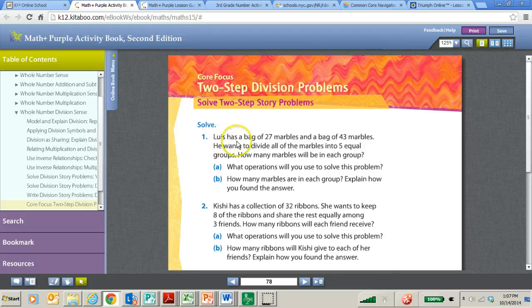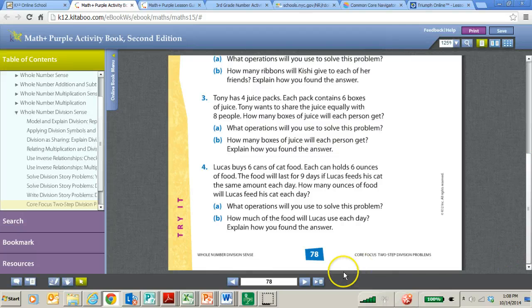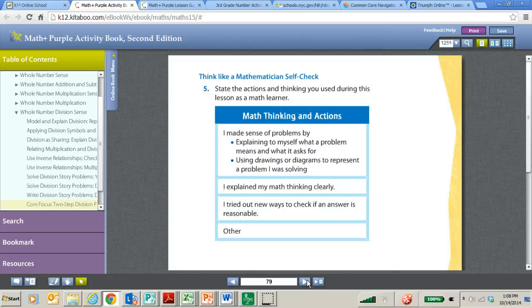So this says Lewis has a bag of 27 marbles and a bag of 43 marbles. He wants to divide all the marbles into 5 equal groups. How many marbles will be in each group? Well, first of all, he has 2 different bags, so he needs to combine the total. So he needs to add 27 to 43 and then divide. So whatever the total here, then he can divide by 5. So two-step word problems are definitely a little bit tricky, and like I said, they may contain 2 different types of operations that the students are supposed to implement into the word problem.